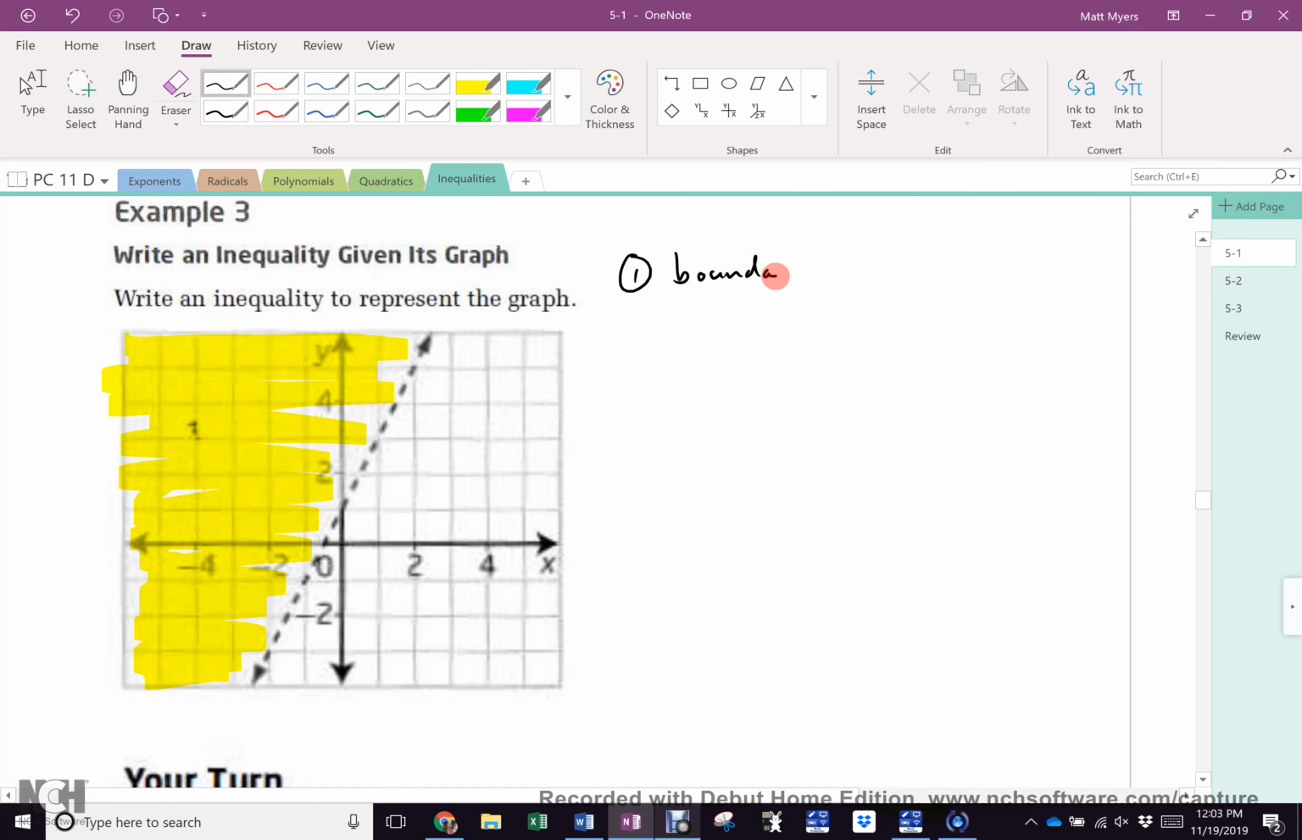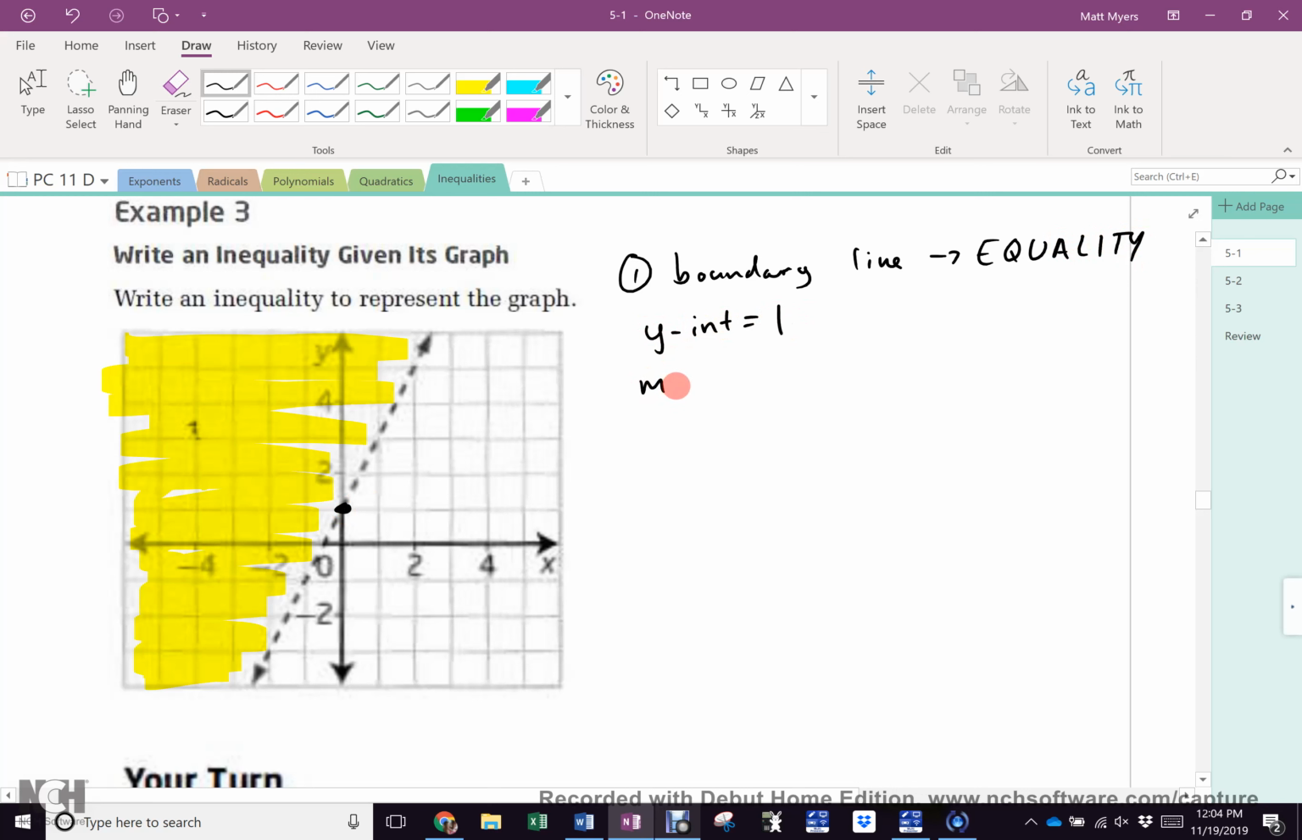I think so. Why? It's got an obvious y-intercept. Our y-intercept is what? 1. And what's our slope? 2/1. So what is our equality? y equals 2x, 2/1 is 2, plus 1, right? Everyone agree? Now all I've got to do is decide whether this is greater than or less than, right?